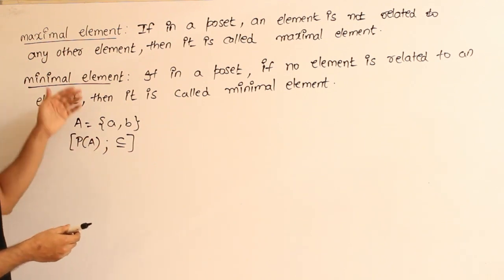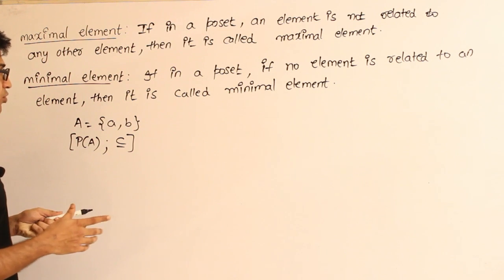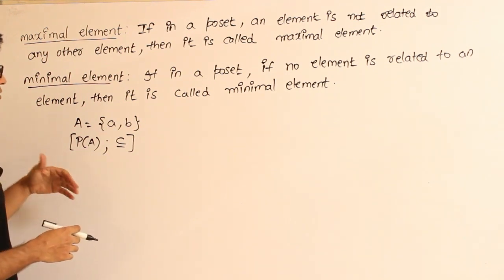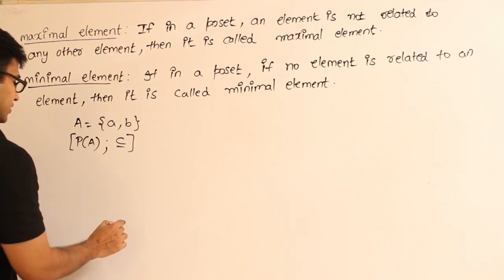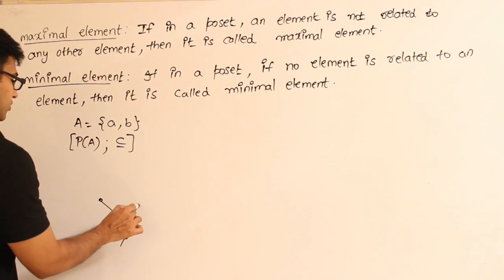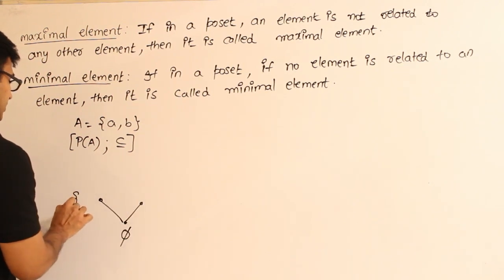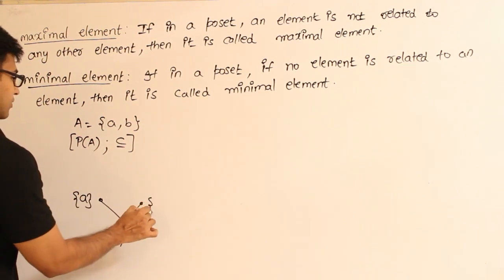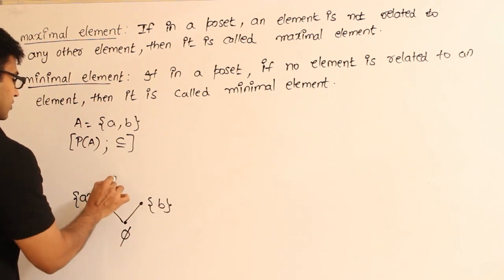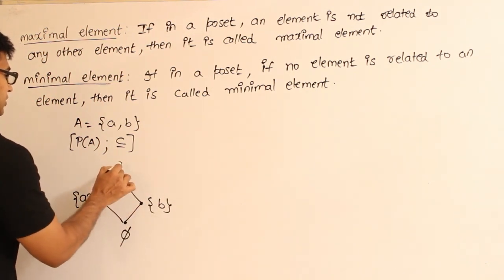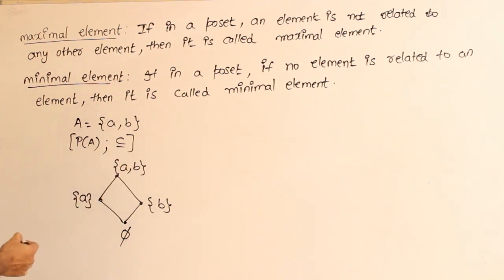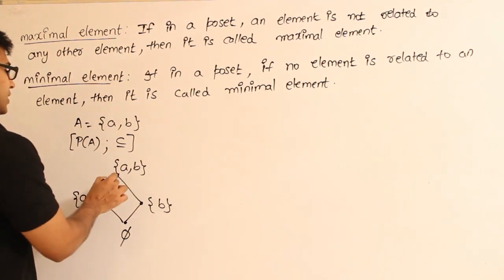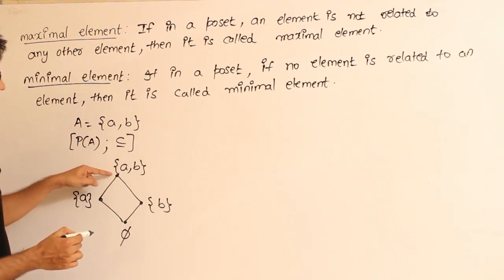But here we are applying these definitions just for a poset, which means it is applicable both for a poset as well as a lattice. So if you try to draw the Hasse diagram, you are going to see phi here, the singleton sets {a} here and {b} here, and {a,b} here. Now if you see the element {a,b}, it is not related to any other element.